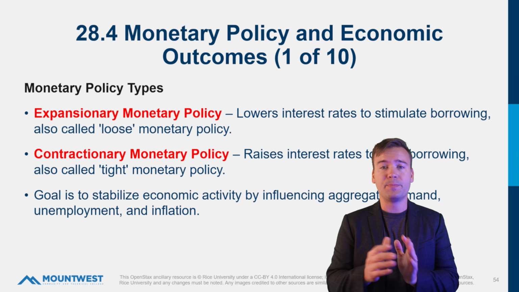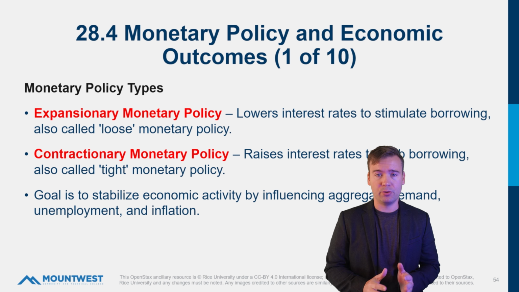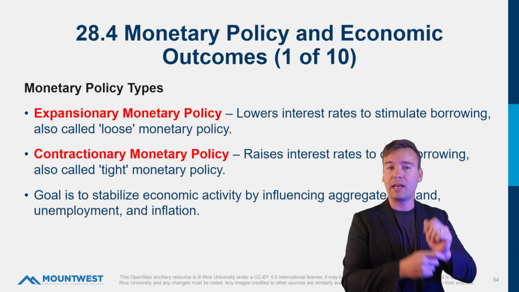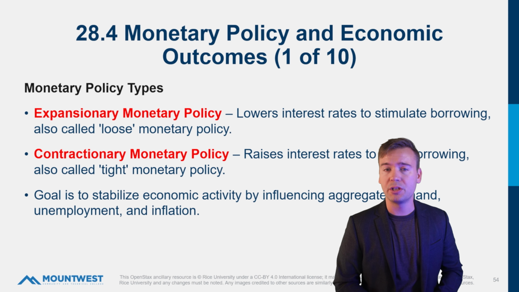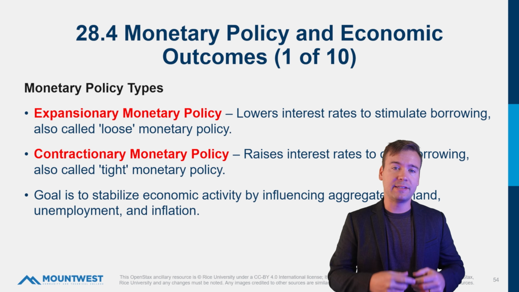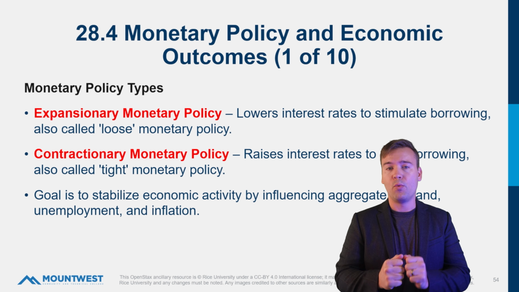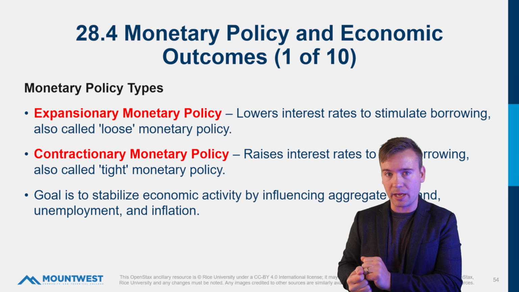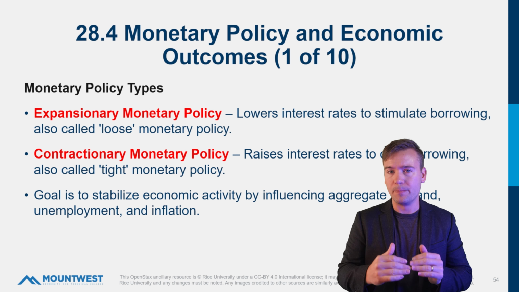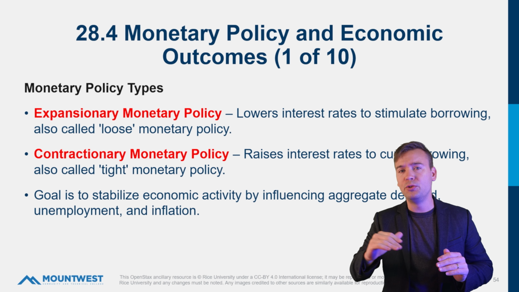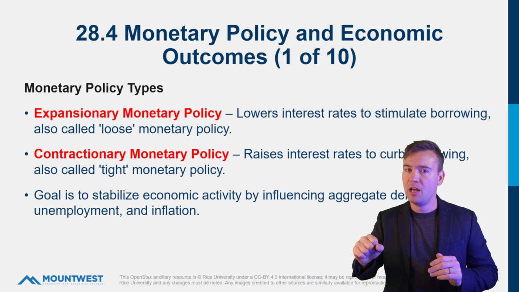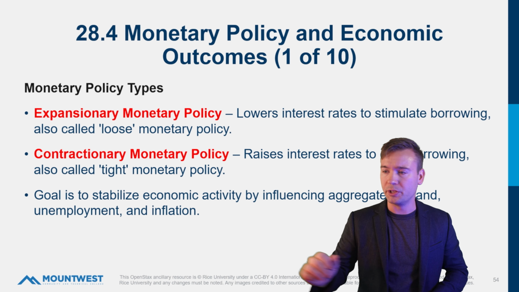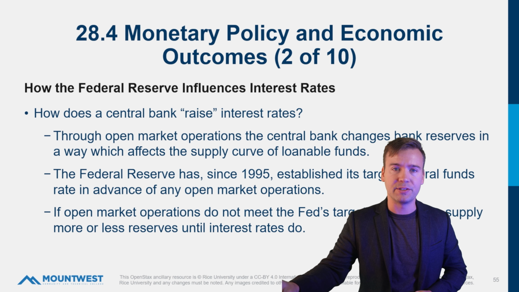Now, ultimately, these policies aim to keep the economy stable by influencing some of the key indicators like aggregate demand, unemployment, and inflation. And so expansionary policies can boost economic growth while contractionary policies help to keep inflation in check. You can think of it like a car. When that car starts driving too fast, we've got to pump the brakes. When it's driving too slow, we've got to step on the gas. And that's what the Fed is really doing with these two types of policy decisions.